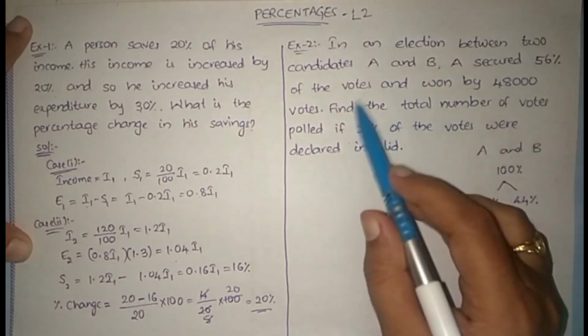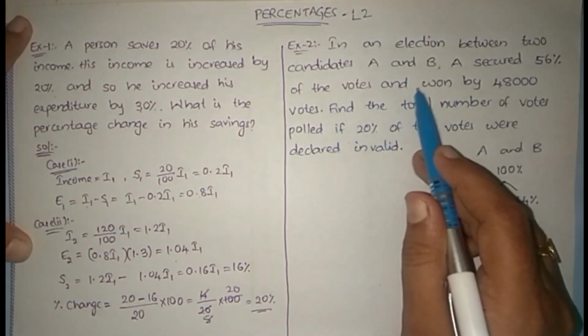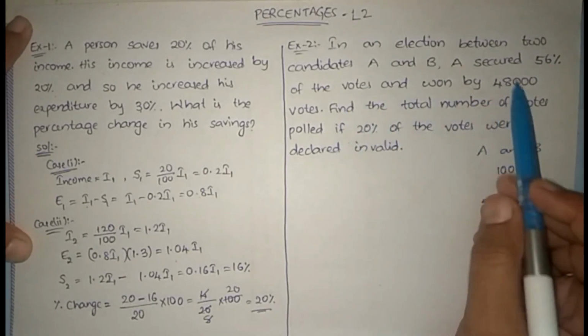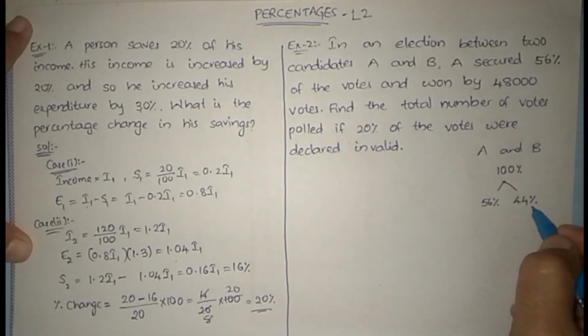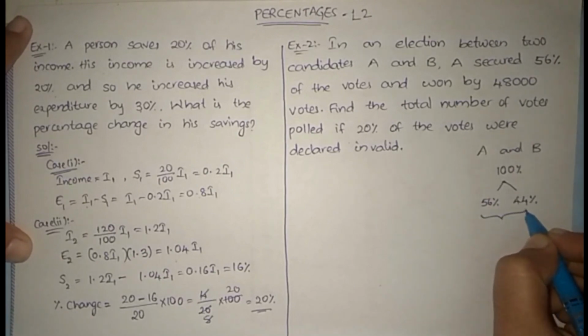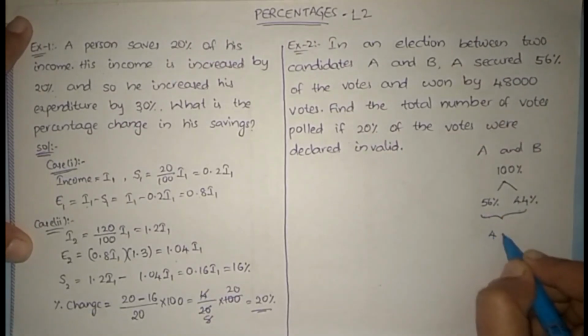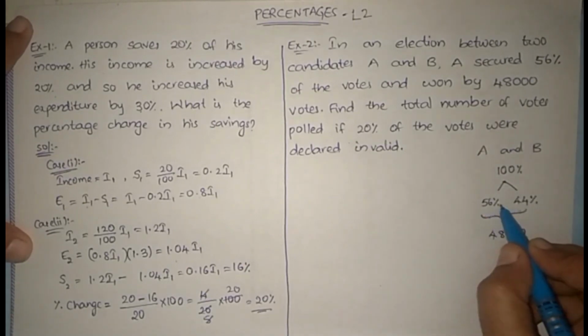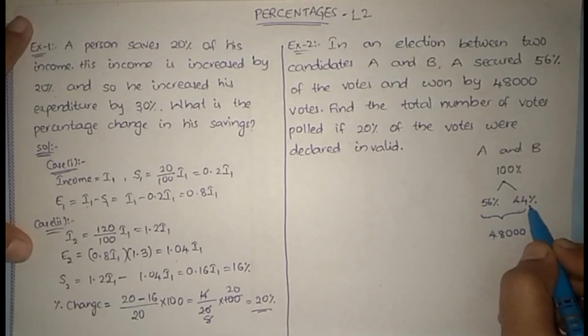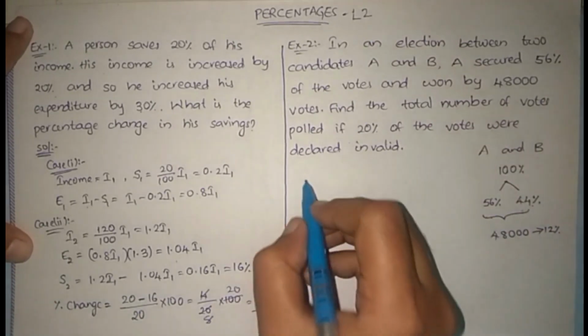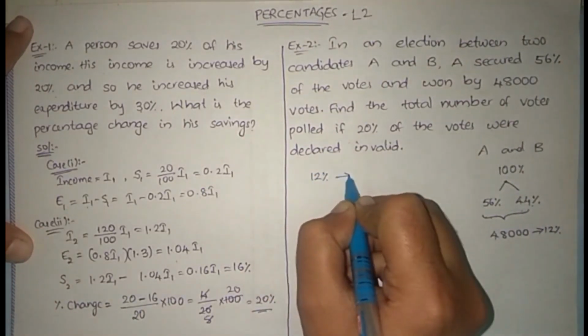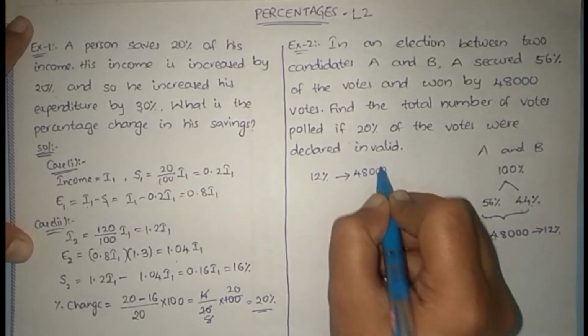It is also given that A secured 56% of the votes and won by 48,000 votes. That means A got 48,000 votes more than B. That means the difference between the votes secured by A and B is 48,000, right? If you see in percentage, it is 56% minus 44%, that is 12%. So you can take it as 12% of votes contributing 48,000 votes.